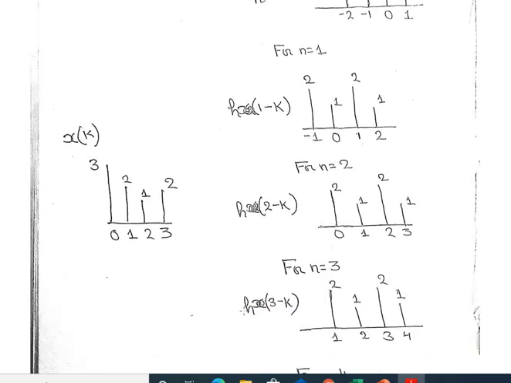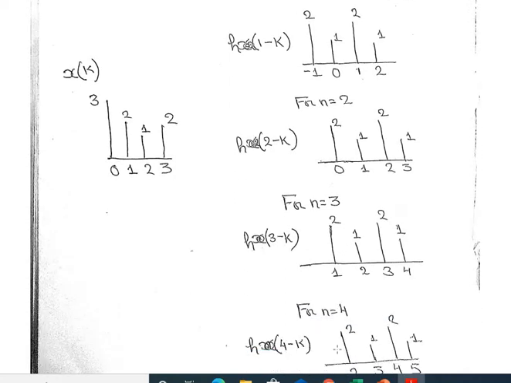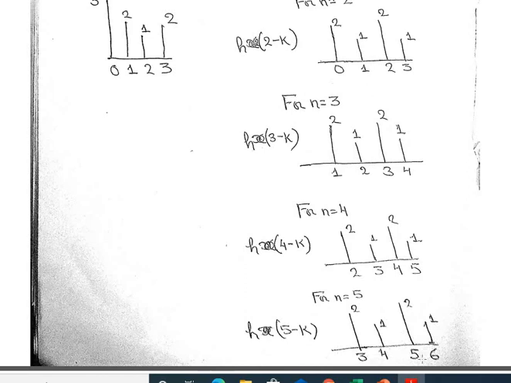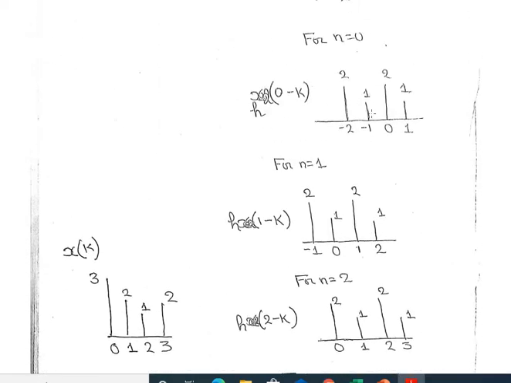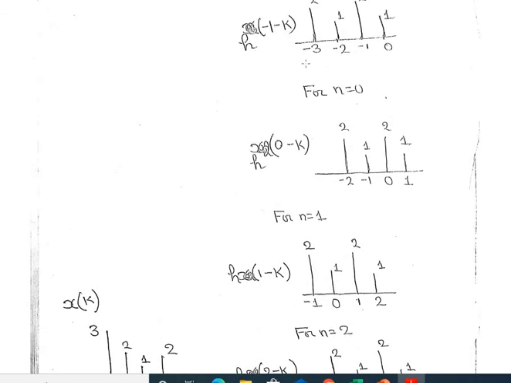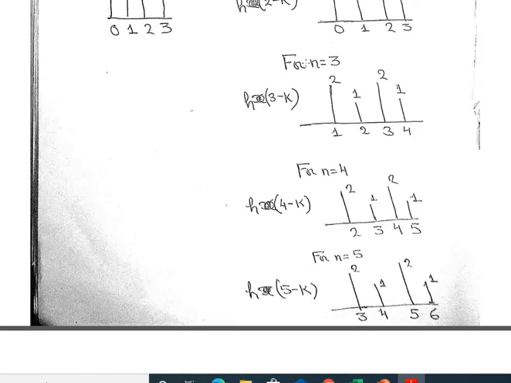And when we do n equal to 3, then this sequence will be h of 3 minus k, and here it will be shifted 1 to the right hand side, hence the sequence starts from 1. Similarly, for n equal to 4 and n equal to 5, up to 5 we have to do, because we have already calculated in step 2 that our output sequence will start from minus 1 and end at 5. So we have done that, means we start from minus 1, and we end our shifting up to 5.